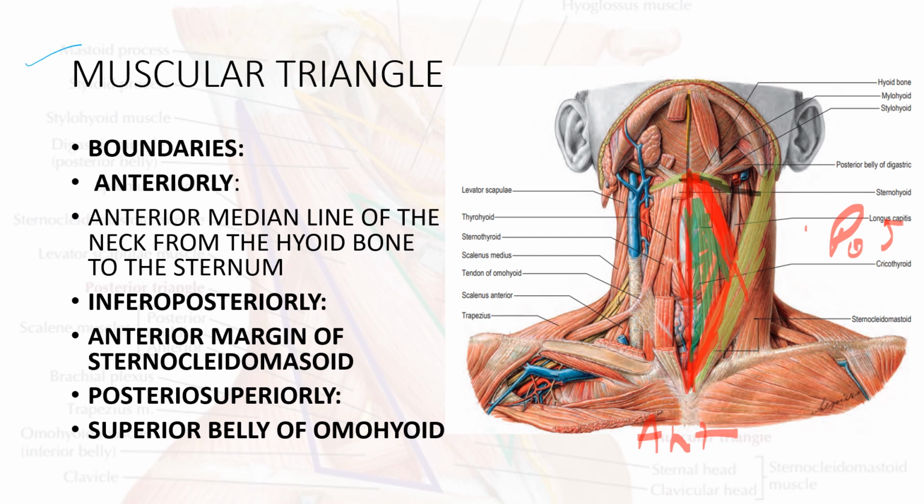This triangle has boundaries. कैसे बनी बच्चों इसकी? Anterior boundary is anterior median line running from the hyoid bone till the jugular notch. अब बच्चों anterior है and this is inferior side, this one is superior, inferior. So anterior inferior is the sternocleidomastoidus, anterior border of sternocleidomastoidus. Posterior superior is the omohyoid. So this is the muscular triangle.